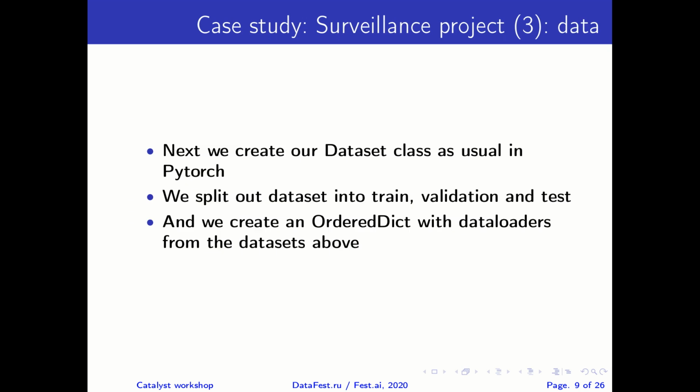Next, we have to create our dataset class, which is, as usual, in PyTorch. I haven't prepared an example here. Then we have to split our dataset into train, validation, and test, and then we have to create an ordered dictionary with the data loaders from the datasets above, and this ordered dictionary has to have train, valid, and test. Actually, for training, even train and valid are sufficient.